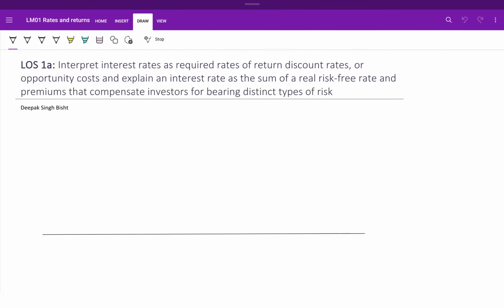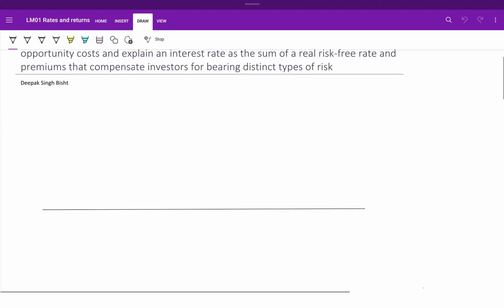So LOS 1A is interpret interest rates as required rate of return, discount rates or opportunity cost, and explain an interest rate as the sum of real risk-free rate and premiums that compensate investors for bearing distinct types of risk. So before that, let me just give you a quick overview of the time value of money concept. So consider this as a timeline here.